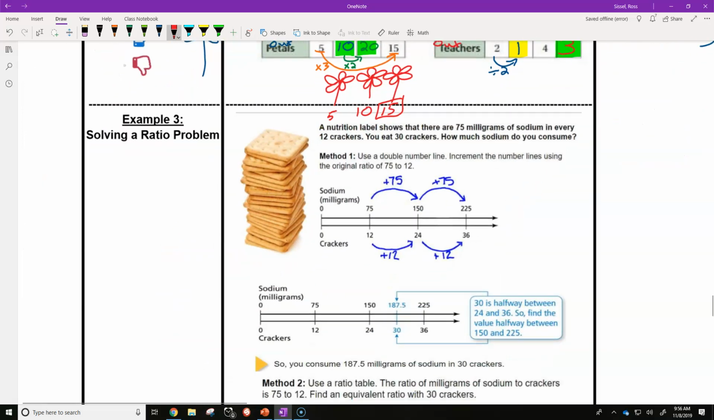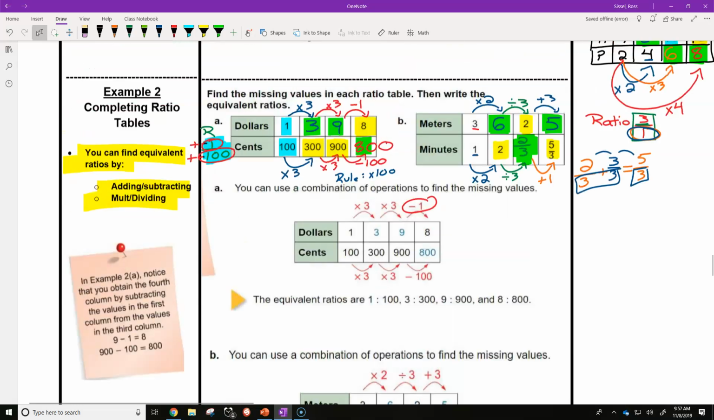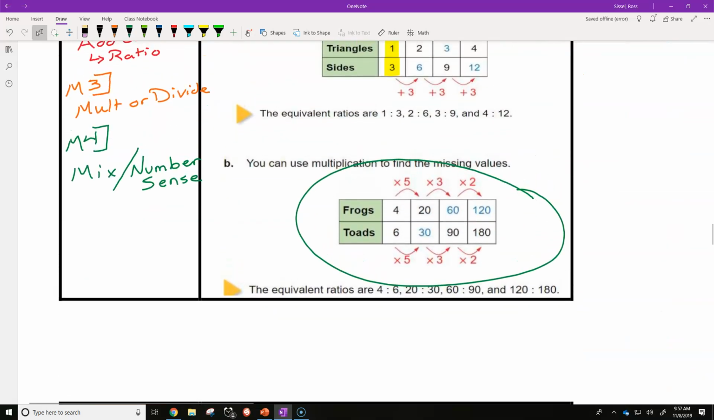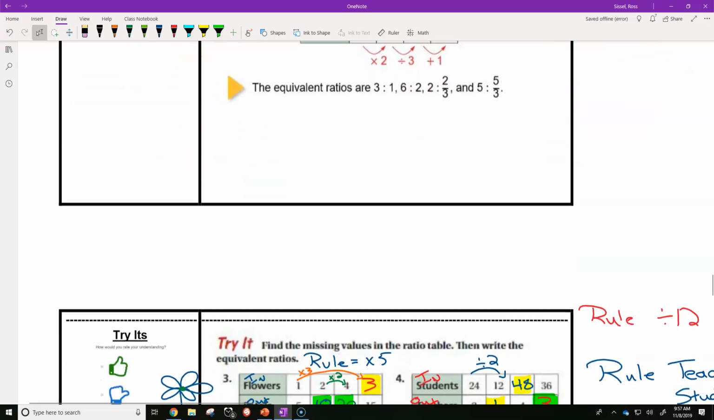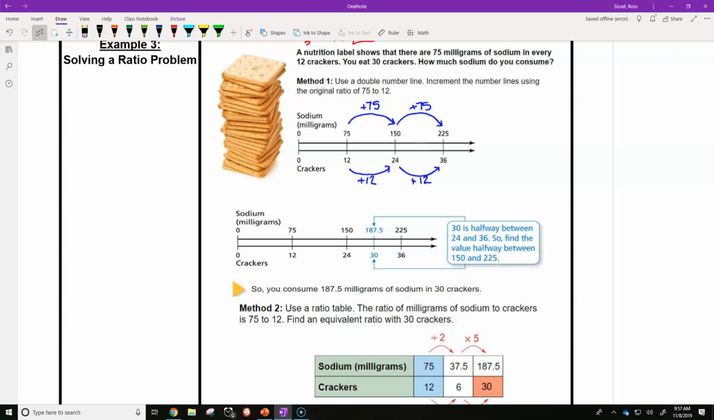All right. Let's look at example 3. The last 2 examples are a little bit tricky. Number 3 is that fourth or fifth method. What did I tell you earlier? Number sense. Number 3 is about number sense. You will see this in your homework tonight. It says, a nutrition label shows there's 75 milligrams of sodium for every 12 crackers. I eat 30 crackers.